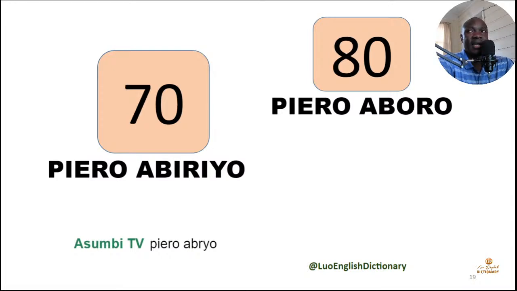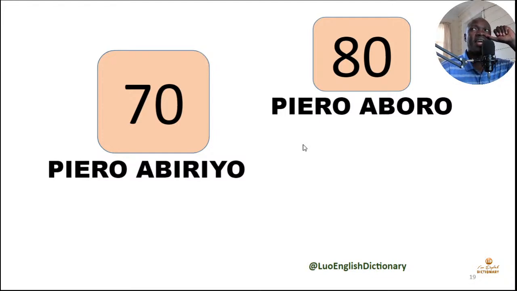Let's see. And I prefer this spelling because of the pronunciation. Because some people get the I and the Y mixed up. Even though if you put the Y only, that would still be correct. But I prefer this so that we can sound all the syllables. So Piero abiriyo to be 70. Although you're right, also. And then 80 would be Piero aborro.